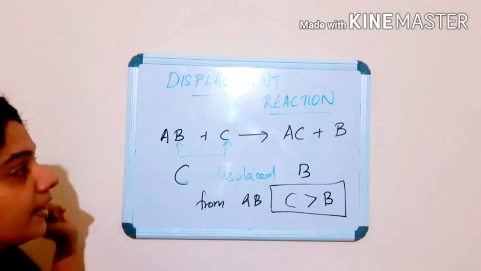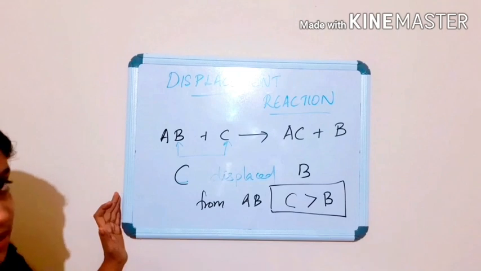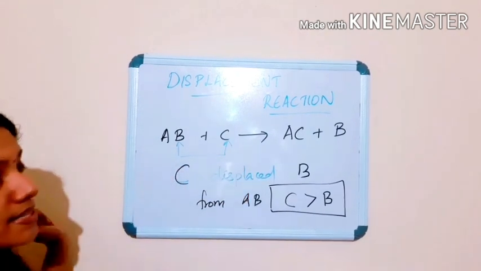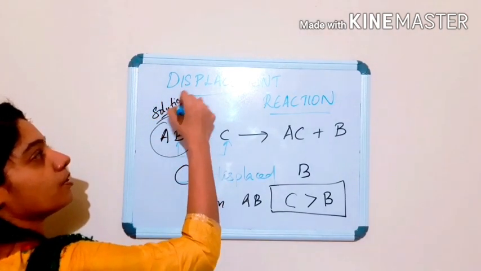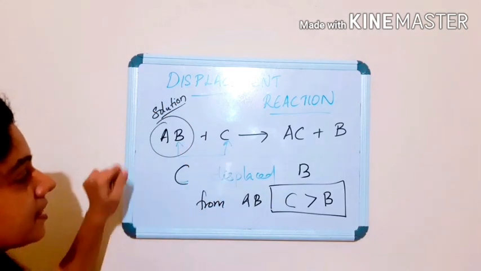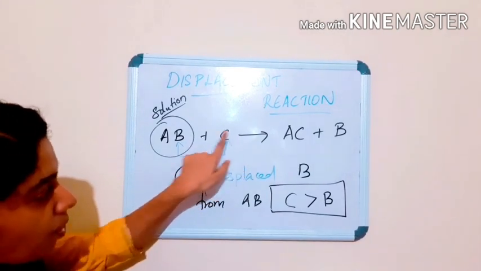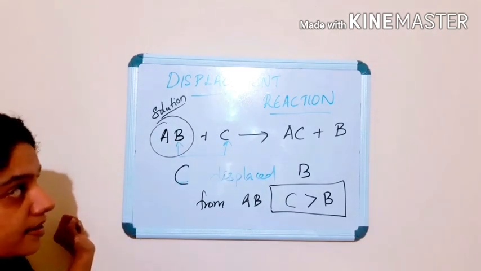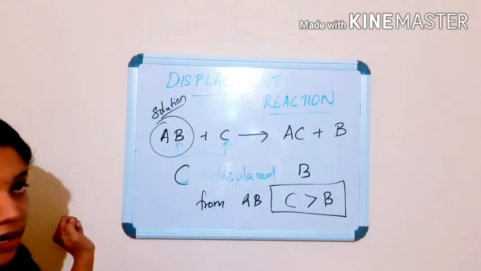So we can define displacement reactions as those reactions in which one metal displaces another metal from its solution. So this compound should be in the liquid state. One metal displaces the other metal from its solution if that metal is more reactive than the other metal. Such a reaction we call the displacement reaction. Now we can look at the examples one by one.